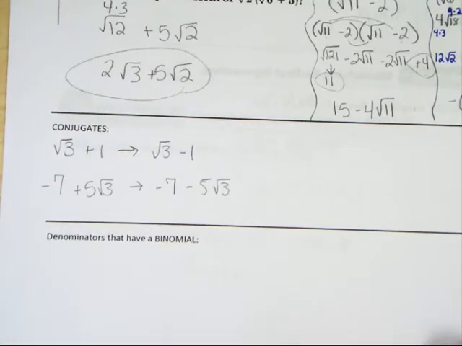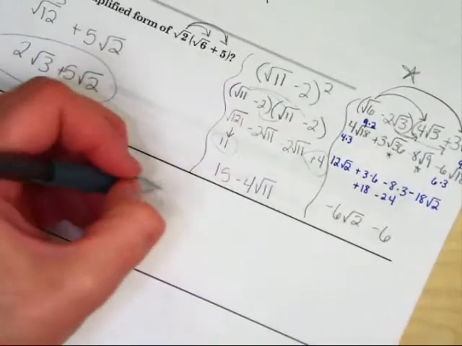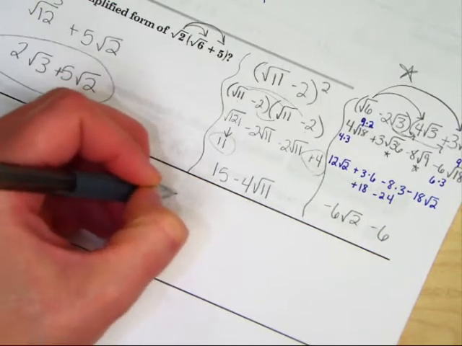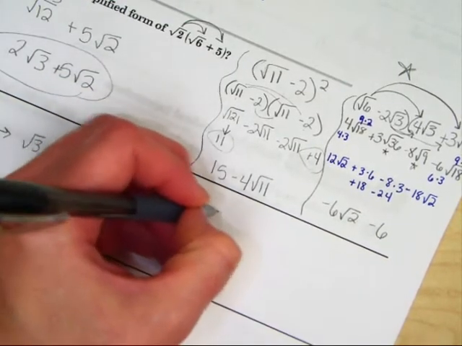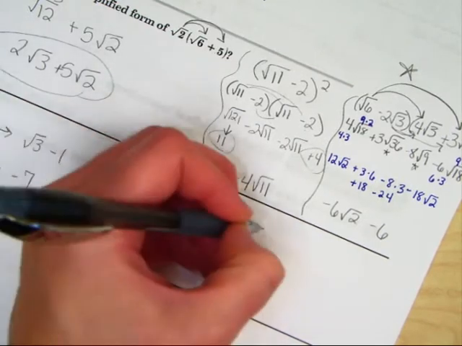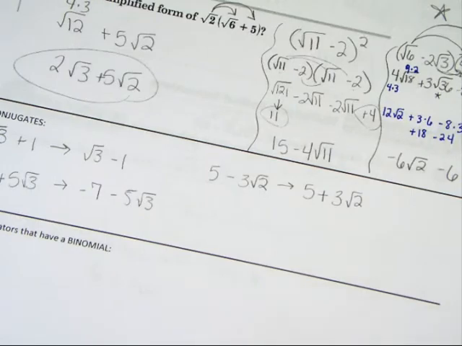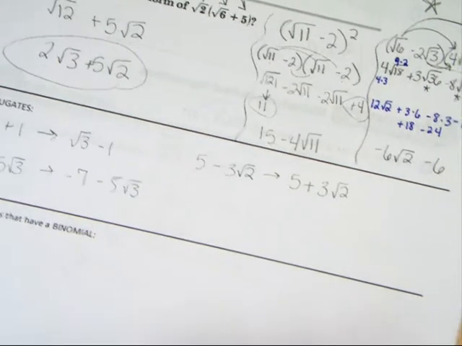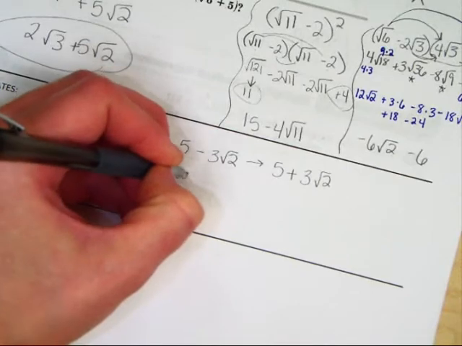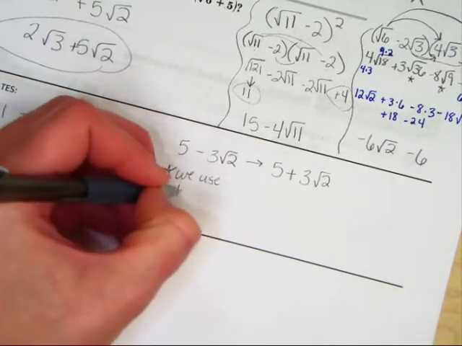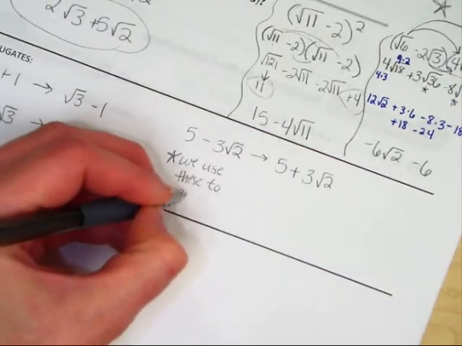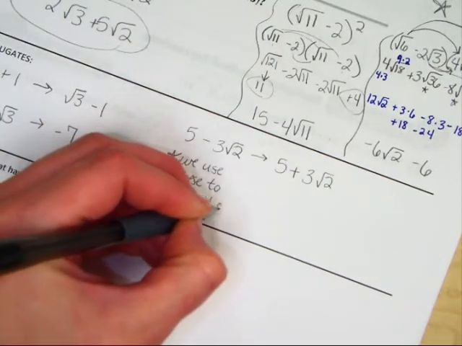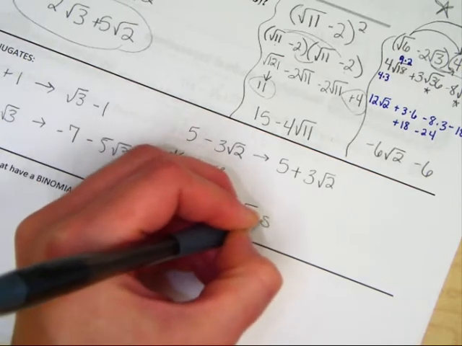Let's make sure we understand one more time. Let's say I have 5 minus 3 square roots of 2. The conjugate of that is 5 plus 3 square roots of 2. So it's the same items with a different sign in the middle. The reason these are helpful, make a star, we use these to get rid of square root signs.